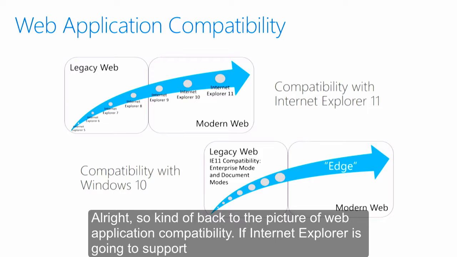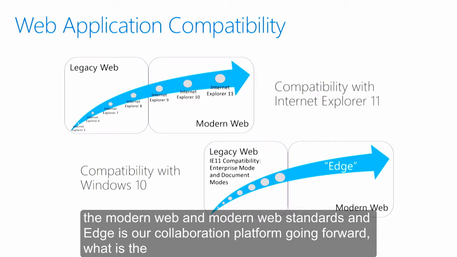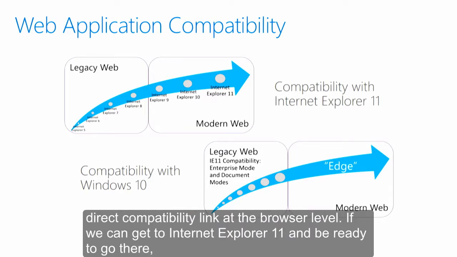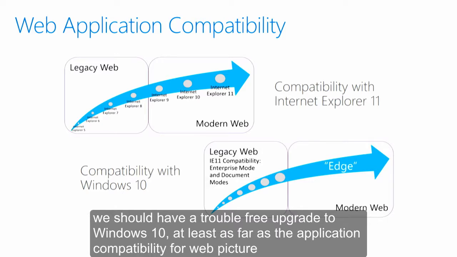All right, so back to the picture of web application compatibility. If Internet Explorer is going to support the modern web and modern web standards, and Edge is our collaboration platform going forward, what is the picture for compatibility with Windows 10? And really the thing we want to talk about here is there is no direct compatibility link at the browser level. If we can get to Internet Explorer 11 and be ready to go there, we should have a trouble-free upgrade to Windows 10, at least as far as the application compatibility for web picture goes.